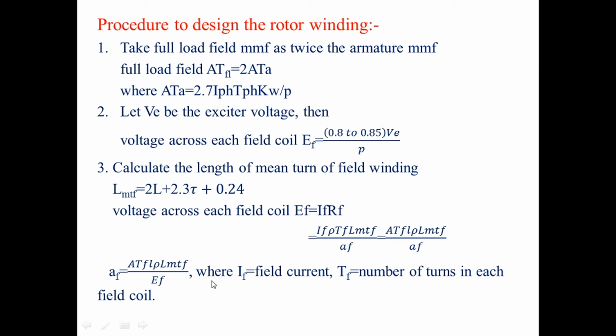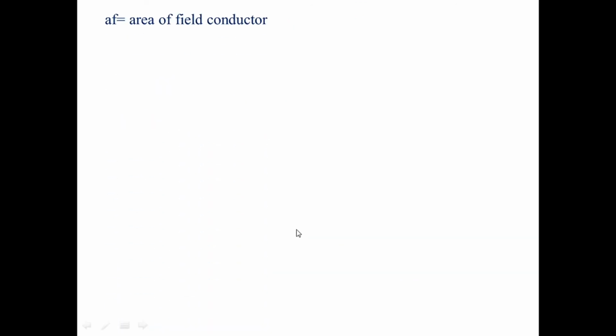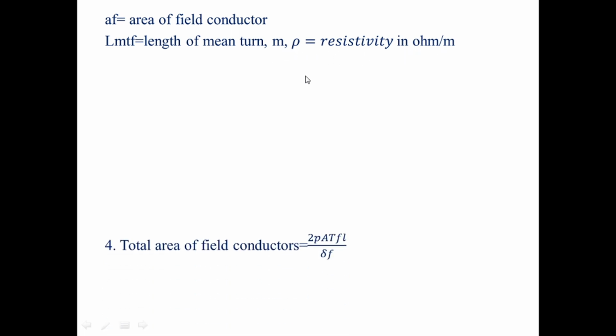Here IF is the field current and TF is the number of turns in each field coil. So from this equation, AF can be written as ATFL rho LMTF divided by EF. AF is the area of the field conductor, LMTF is the length of mean turn of the field winding, and rho is the resistivity in ohms per meter.